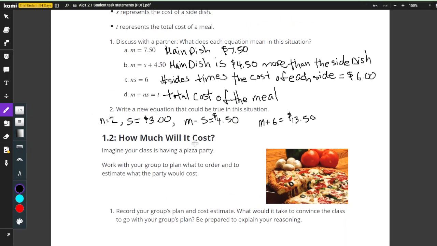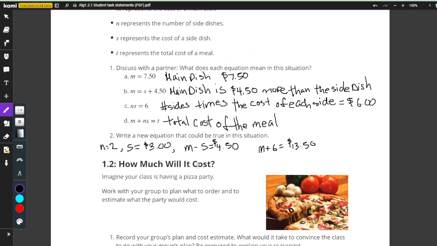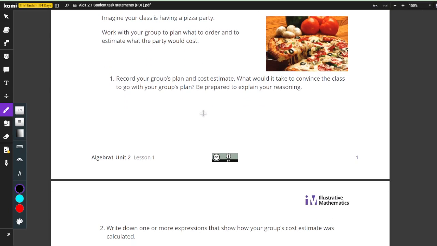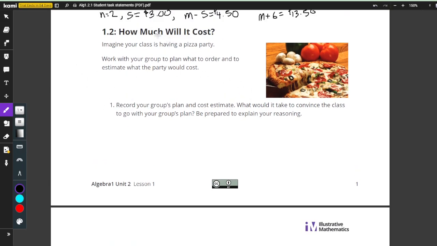How much will each cost? Imagine your class is having a pizza party. Work with your group to plan what to order and to estimate the cost. So we're going to go through this slowly. We're going to make up some numbers here. Work with your group, record the group's plan to cost that.